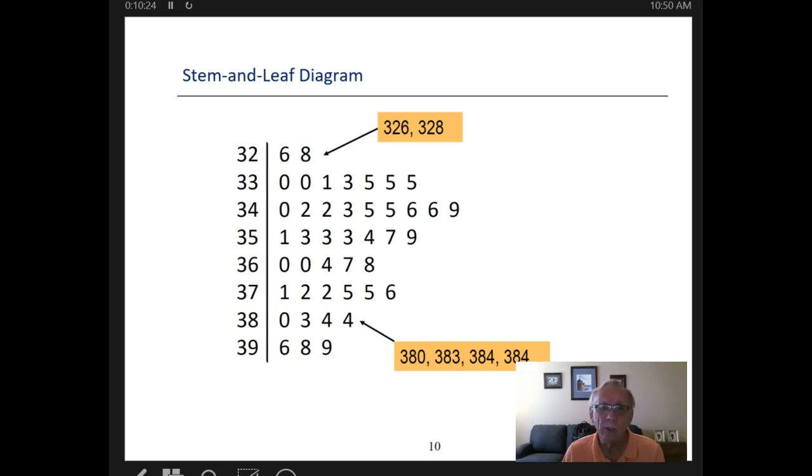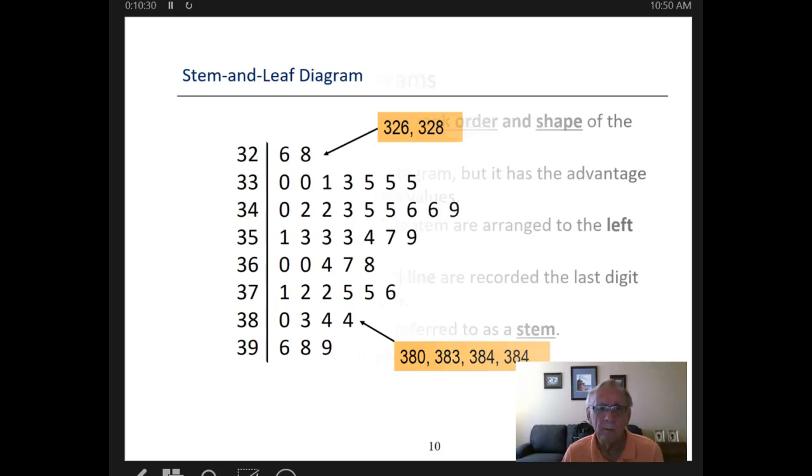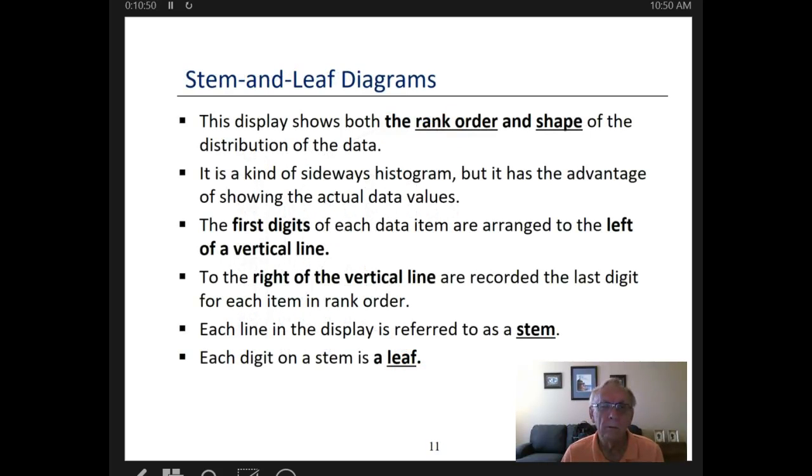Each individual item in the data set is logged individually. The stem and leaf diagram will display the rank order and the shape of the distribution of the data. And again, each line in the display is referred to as a stem, and each digit on a stem is referred to as a leaf.